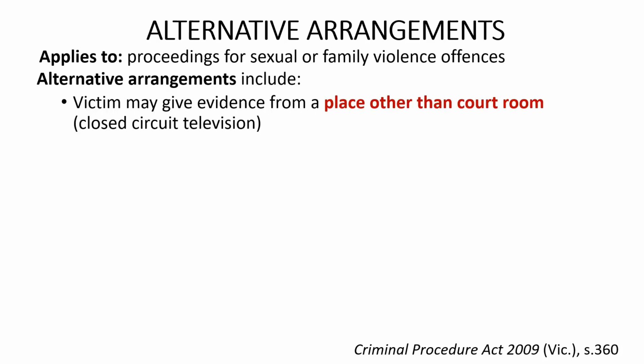First, the victim as a witness may give evidence from a place other than the courtroom. In such a case, the victim will typically give evidence via closed-circuit television so that the people who are actually in the courtroom, that is the accused, together with the judge, jury and lawyers, can see and hear the victim giving evidence.